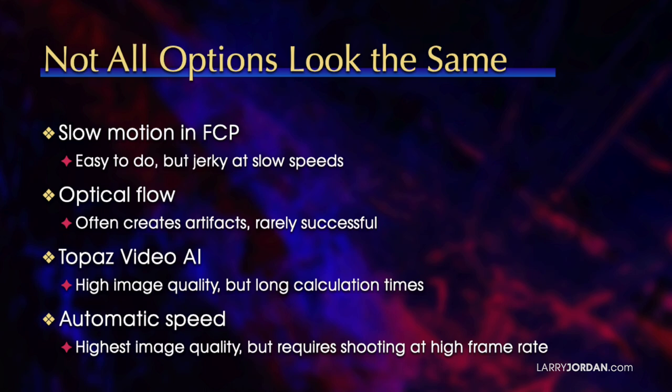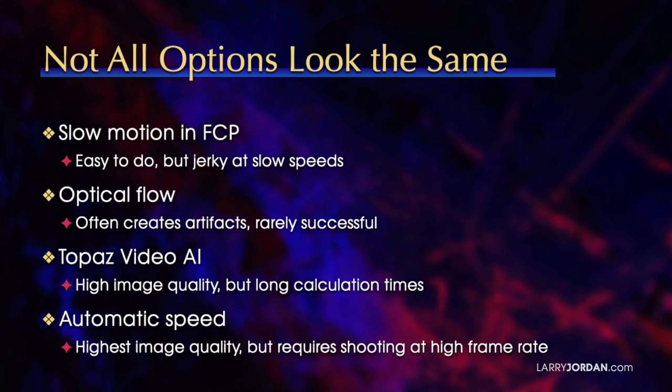We can do slow motion inside Final Cut. It's easy to do, but it's jerky at speeds slower than about 20%. We can apply optical flow, which often creates artifacts, and I've rarely found optical flow to be successful. It's a really good idea, but a really bad implementation. Topaz Video AI gives us high image quality, but it has long calculation times.